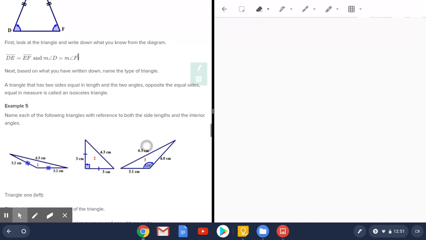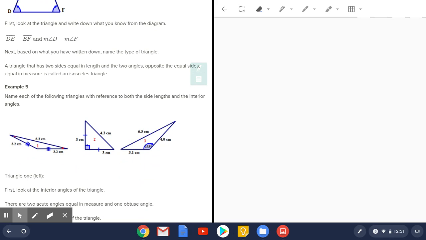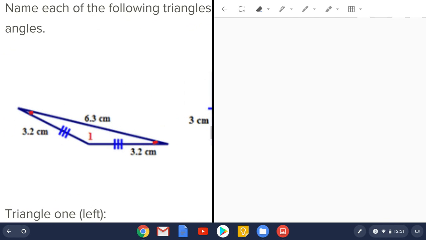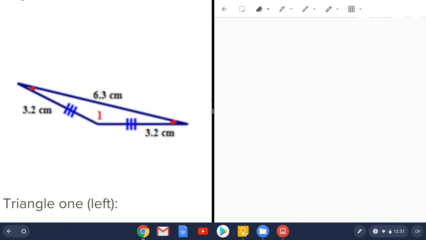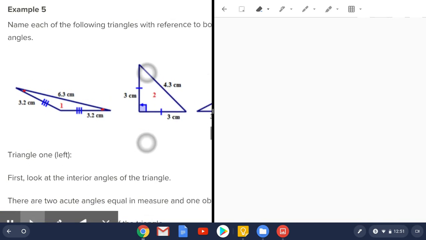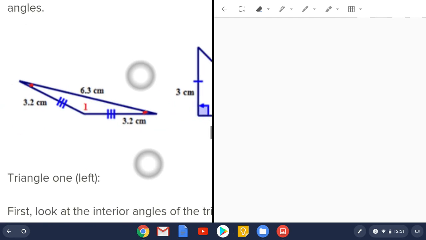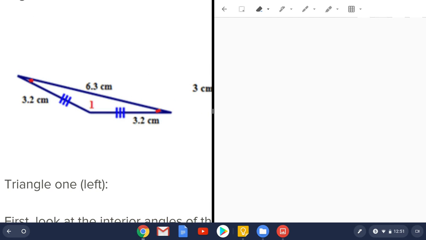In our last example, ladies and gentlemen, we need to name each of the following triangles with reference to both the side lengths and the interior angle. So we need to figure out, is each of these an isosceles triangle with equal angles or what? So let's look here at their lengths. We have 3.2 centimeter sides on both sides. So if they share the same sides, it would be an isosceles triangle, right?